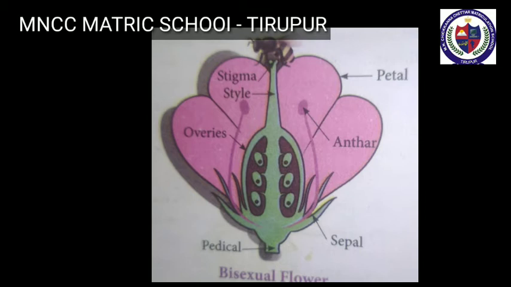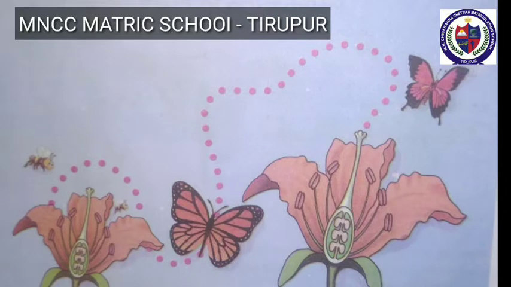Move on, pollination. The process by which pollen grains reach stigma is called pollination. We transfer the pollen grains from male flower to the female flowers. This is called artificial pollination. However, in nature, there are many ways in which pollen grains reach the stigma of the flower and this is called natural pollination.